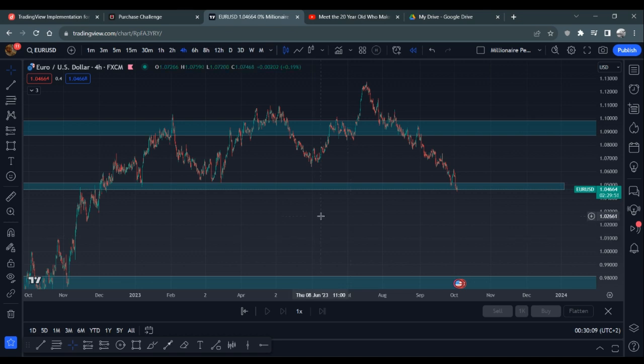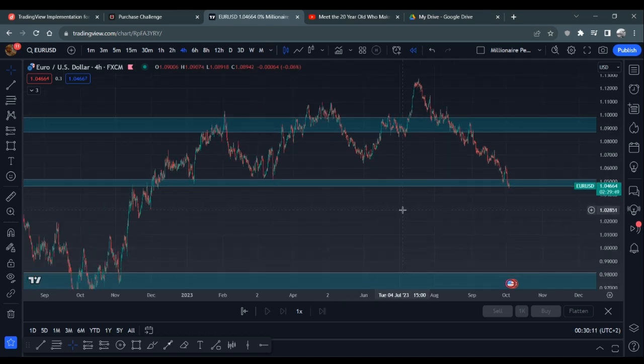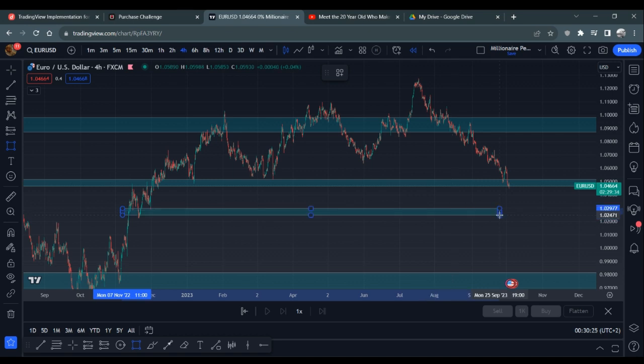We can add one right here. I would add one right here, just at the recent places where it has turned back. So you often can also look to the left. You see here, it has rejected right there, turned back and done some reversals right there. So I would add an area right there.